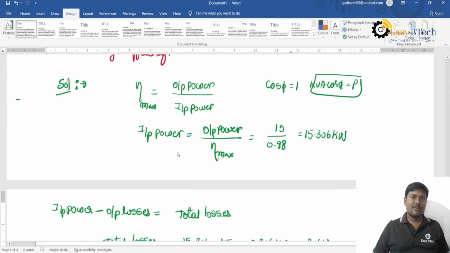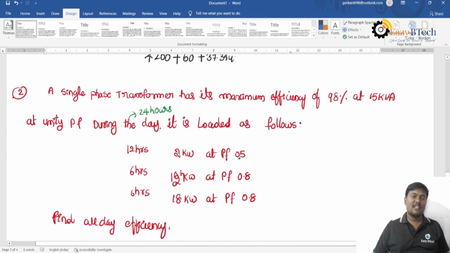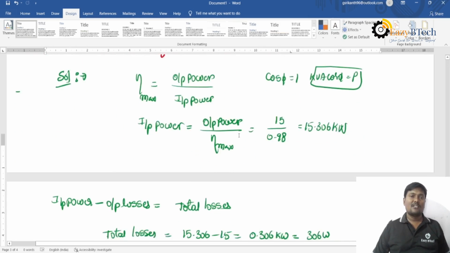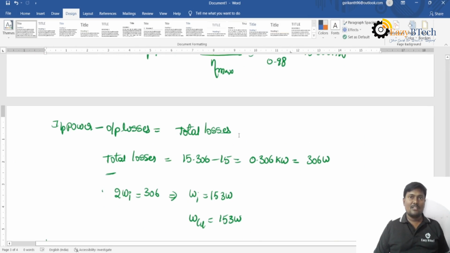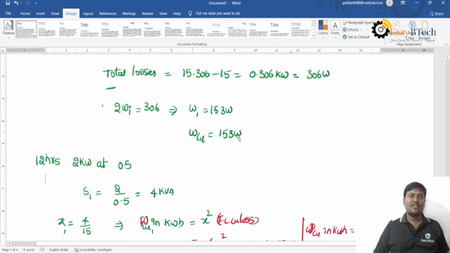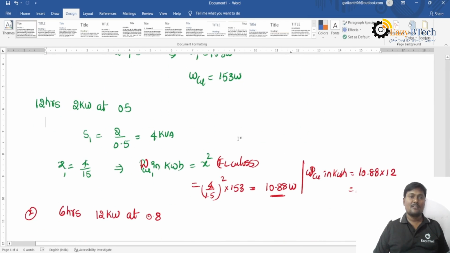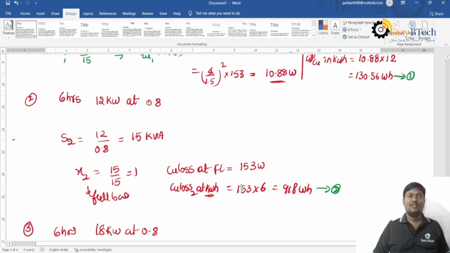Compared to the previous problem, here the losses are not given directly; they are given indirectly as a maximum efficiency. From the maximum efficiency you can find the input power, and after that you can calculate the losses, obtaining the total losses. From that you can calculate the iron loss and copper losses. Then you should find the all day efficiency.